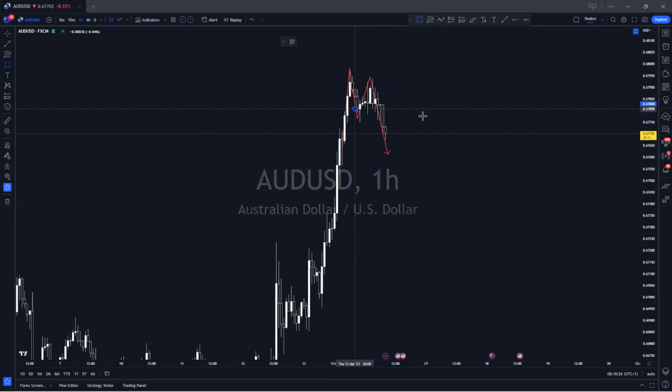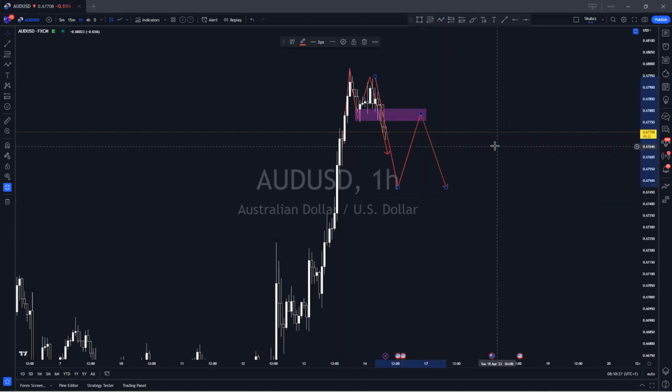But then I'll wait and see whether price will retrace. So I'd like to see price expand to the downside small, then come back for that retest. Then I'll be jumping on the sell to the downside. So that's what I'm looking at on the AUD/USD.